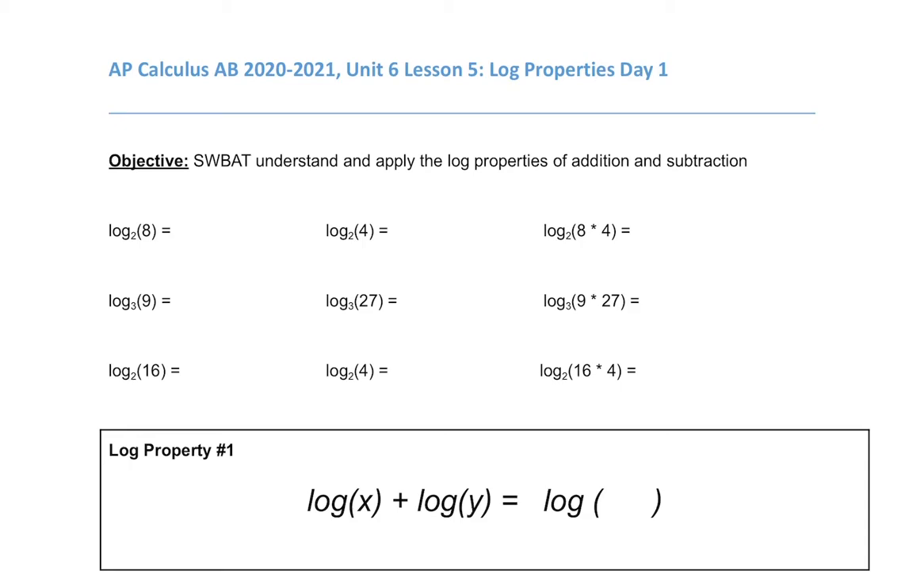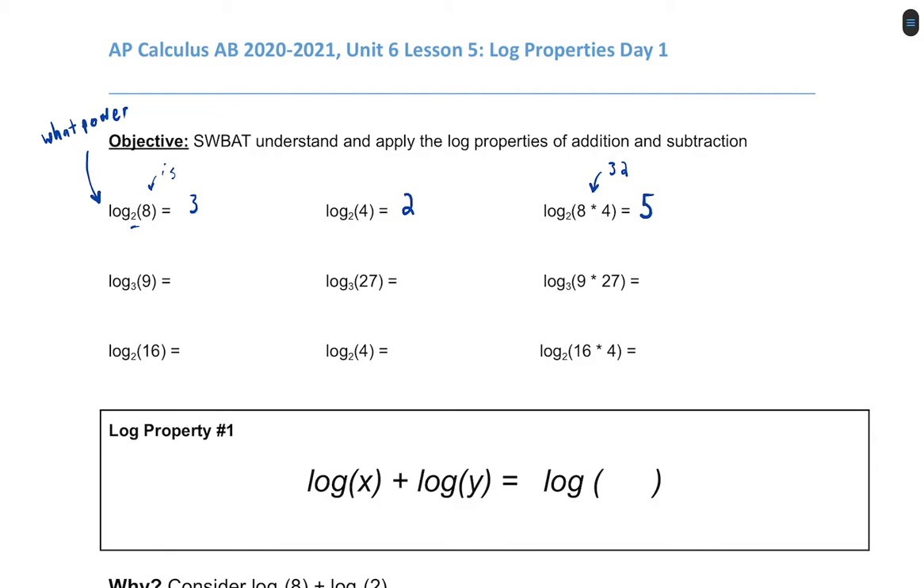Remember, when you see this log right here, what you want to think is, what power? It's basically asking what power of 2 is 8, and that would give us 3 because 2 to the third is 8. The log base 2 of 4, what power of 2 is 4, is 2. And then here's an interesting one I've put together. What about the log of 8 times 4? Well, 8 times 4 is 32, and 2 to the fifth is 32, so this has to be 5 here.